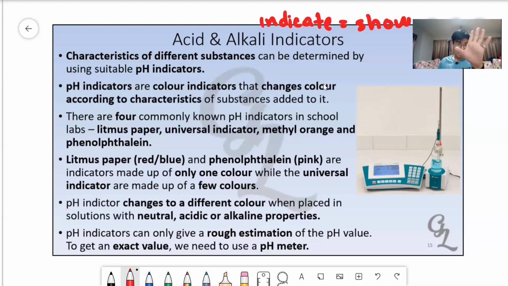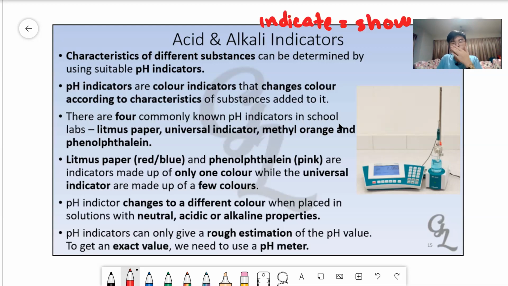Alright, again I repeat, acid and alkali indicator. Indicator comes from the English word indicate. Indicate means show. So we are here to show whether or not there is acidic property or alkali property, or both don't have. We call it neutral. So we are here to indicate.